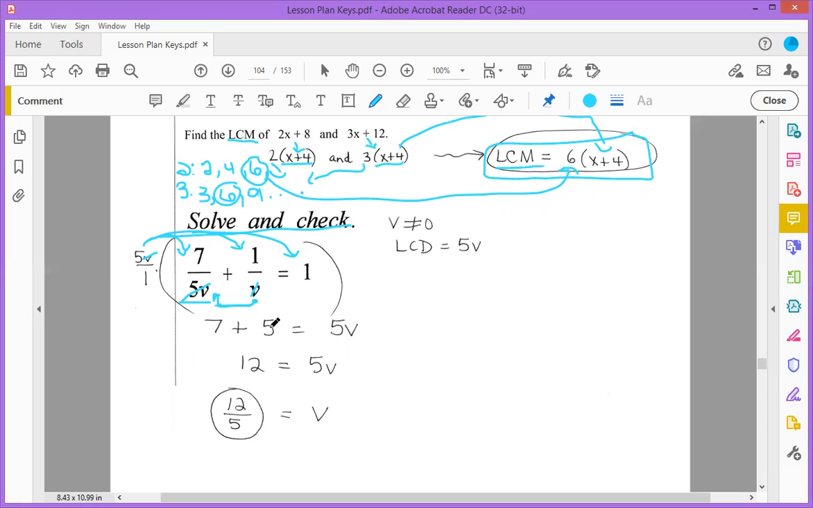So now on the left side, we have 7 plus 5, that gives us 12. We're also multiplying 5v times 1 on that right side of the equation, that gives us 5v. So we'll carry down the 5v. We have 12 equals 5v. To solve, we'll divide both sides of this equation by 5. The 5's will cancel on the right side, leaving our solution on the left, 12 divided by 5.